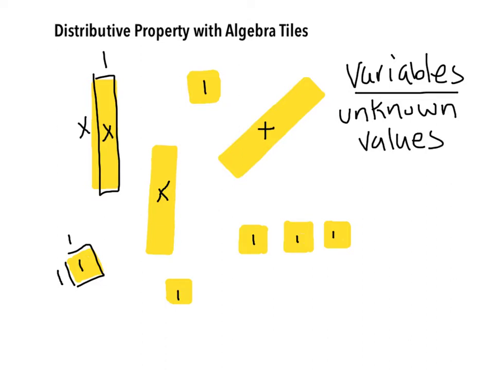So here, first thing we do is let's take a look at what we have. So I have 1, 2, 3 pieces that are called x. So I'm going to write that down. I have 3 x pieces. And then I also have, I'm going to count up my units. I have 1, 2, 3, 4, 5, 6. I have 6 units. So I'm going to say 3x plus 6 is the area that I have represented right now by these tiles.